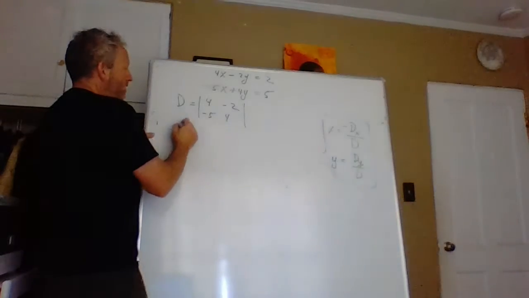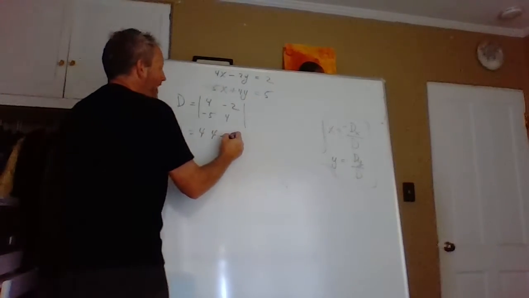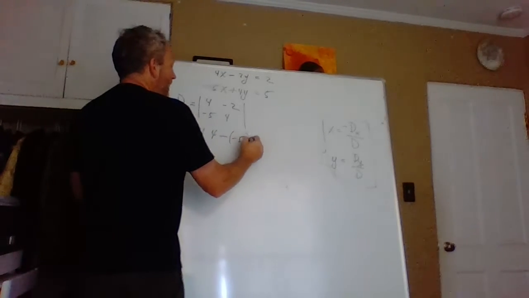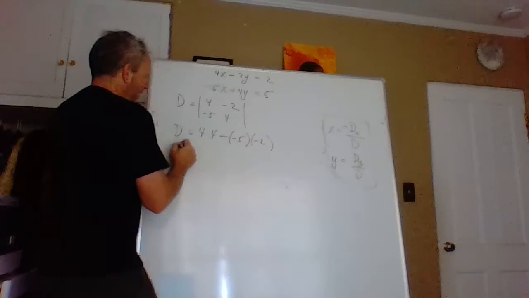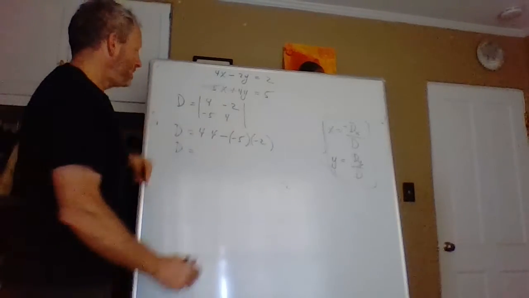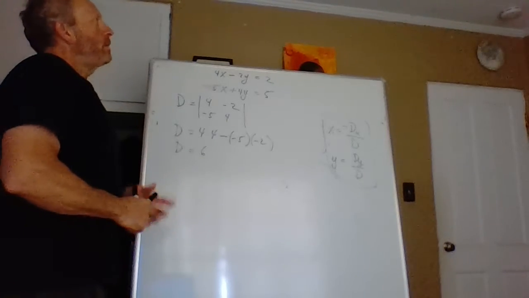How do we calculate this determinant? We do 4 times 4. Here, I'll write it out. 4 times 4 minus, I want to be careful with all the negative signs here, minus negative 5 times negative 2. So what does this give here? 16 minus 10. So that's 6. Something I want you to notice.